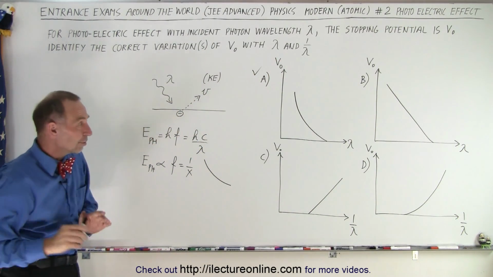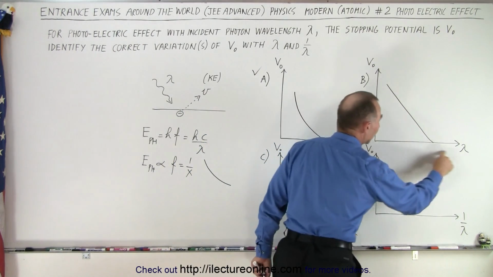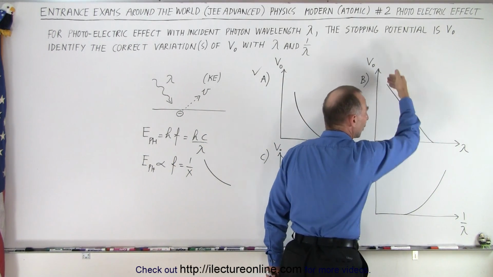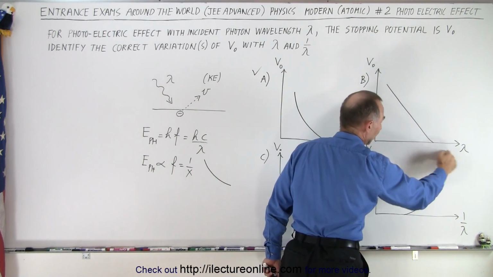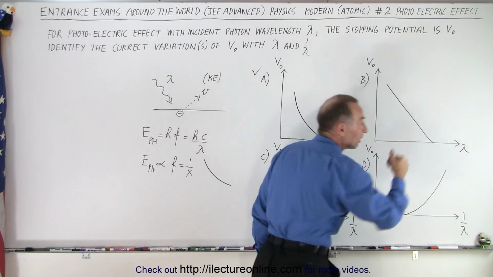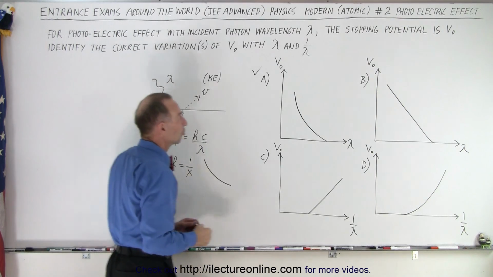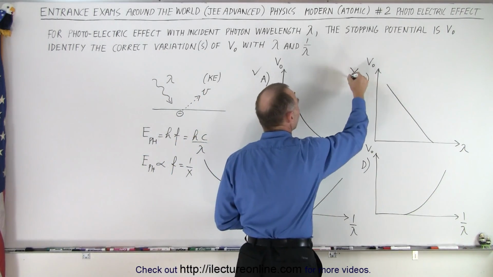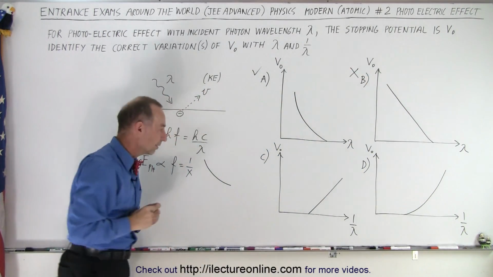It would not be a linear function, because as lambda gets bigger, this is not a straight line. Yes, as lambda gets bigger, you need less stopping potential, but it's not a linear relationship, it's a 1 over x relationship, so B is not the proper choice.